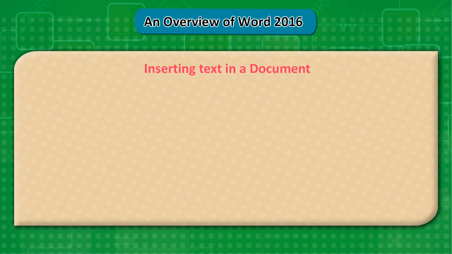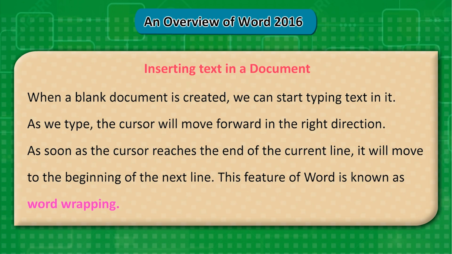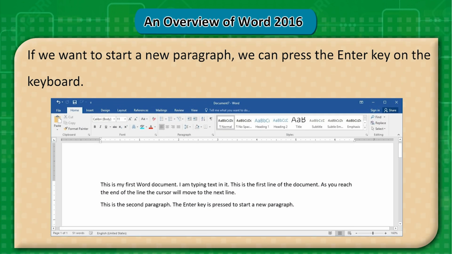Inserting text in a document. When a blank document is created, we can start typing text in it. As we type, the cursor will move forward in the right direction. As soon as the cursor reaches the end of the current line, it will move to the beginning of the next line. This feature of Word is known as word wrapping. If we want to start a new paragraph, we can press the Enter key on the keyboard.